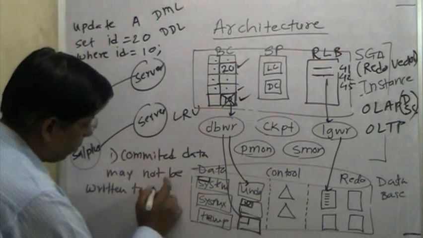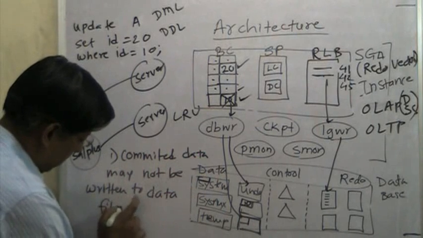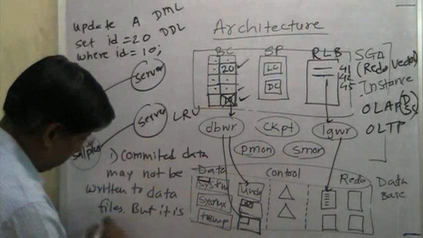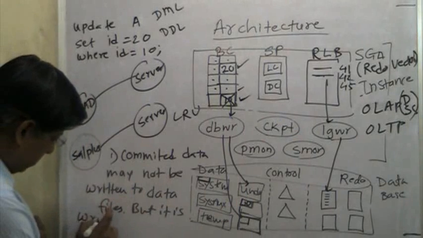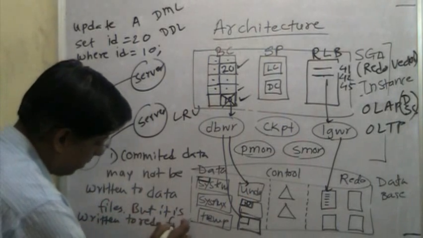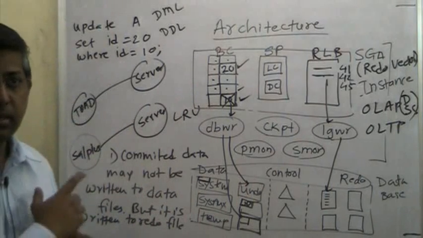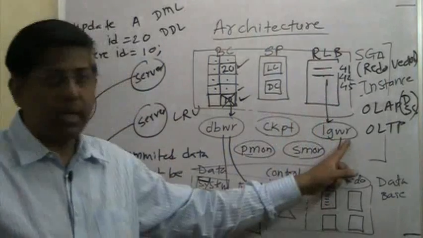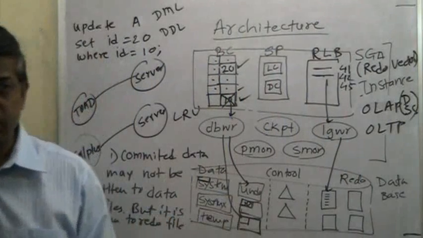In fact, it may not be written to the data files, okay, but it is written to the redo file on the disk. Through database writer only? No, through LGWR. Anything from here to here will be done by LGWR. Anything from buffer cache to the data files will be done by DBWR.